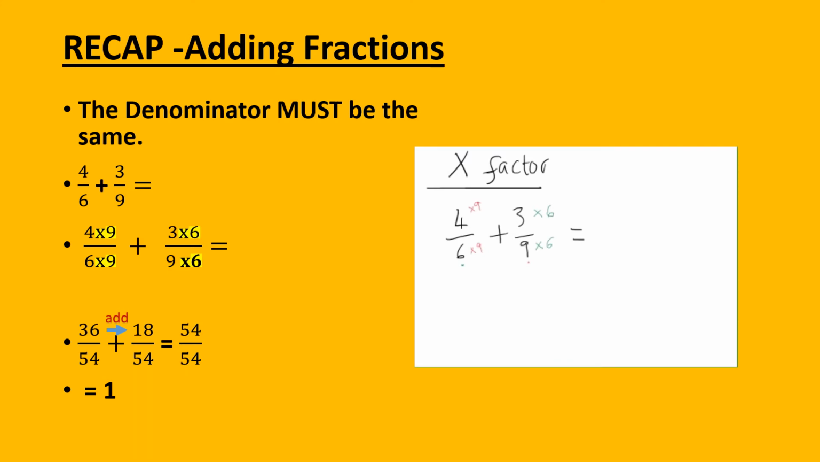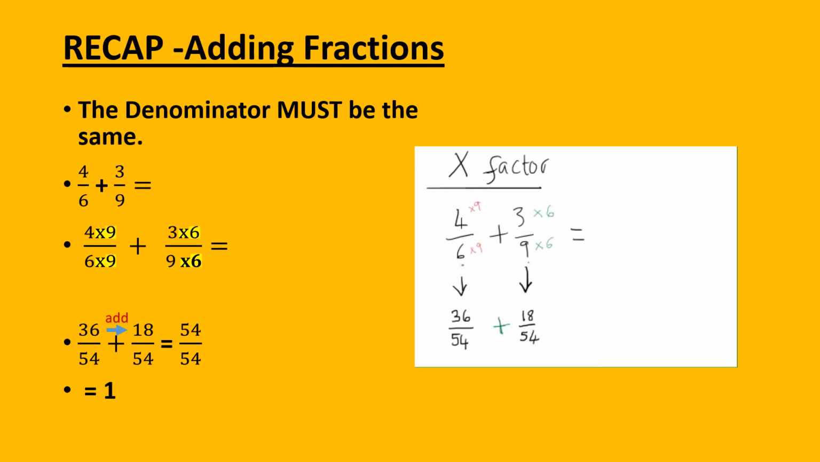So now this fraction here looks like this. 4 times 9 is 36. 6 times 9 is 54. And let's have a look at this new fraction here. 3 6s are 18. And 9 6s is also 54. So this is brilliant because now these denominators are the same. And now we can carry on with the adding.